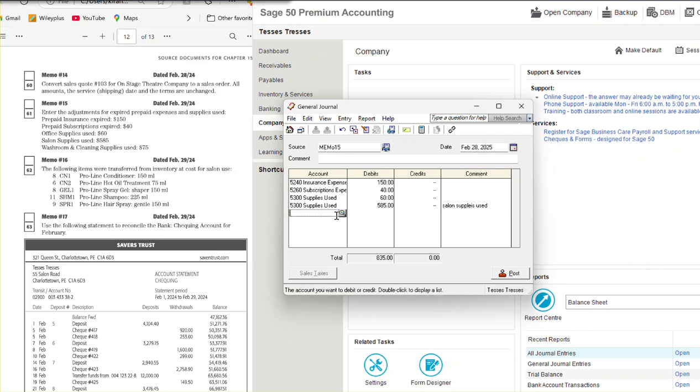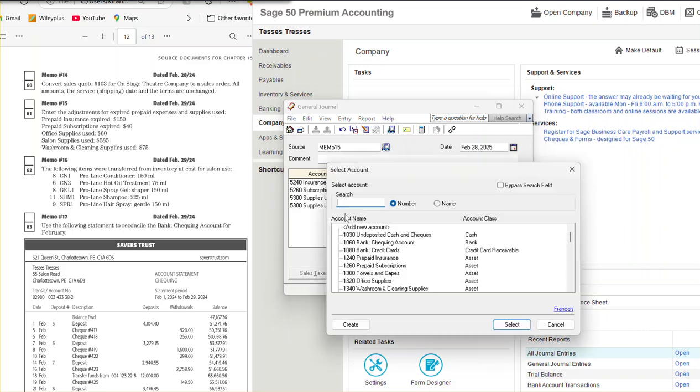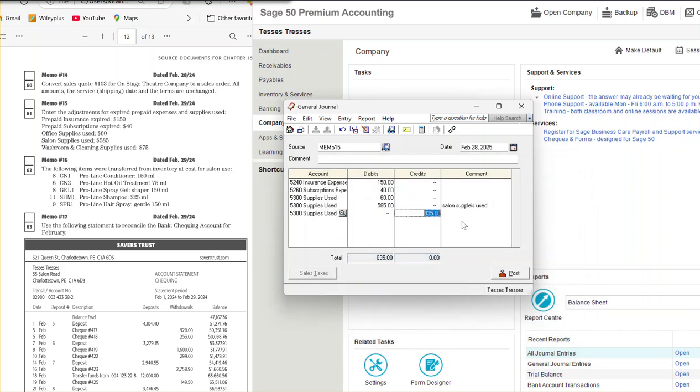I'm going to go to the next one. We have washroom supplies used, and I think I can just charge it to the same one, but we wanted to keep it different for this. This one was 75, and I will just say washroom supplies. And the first one was office supplies.